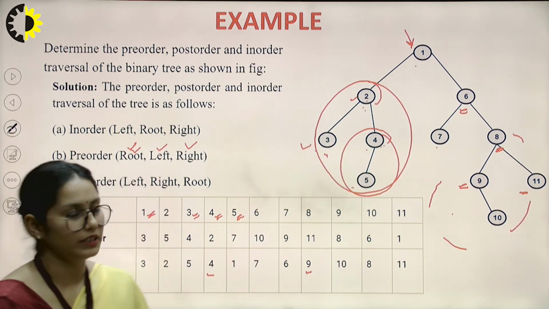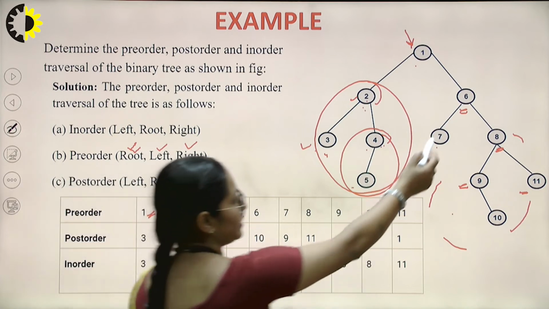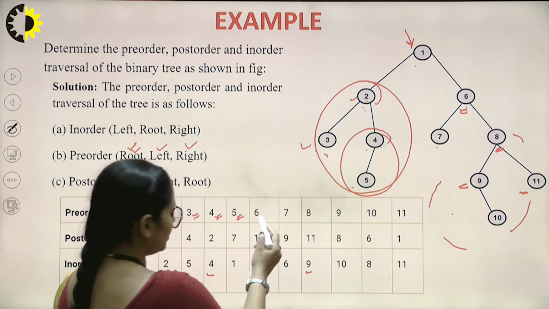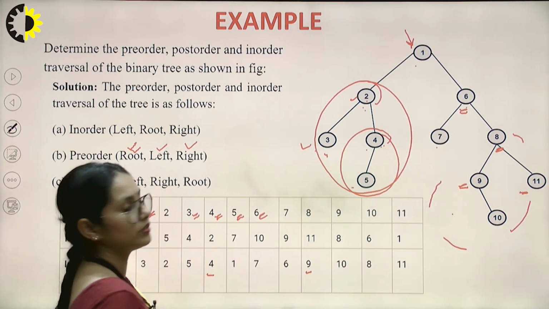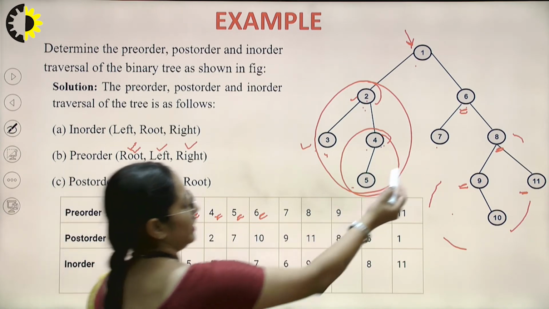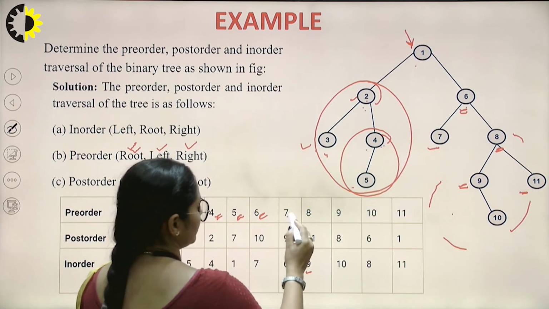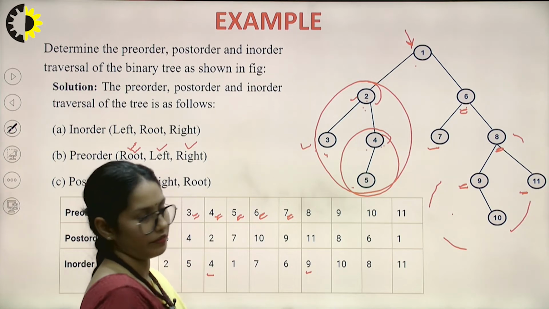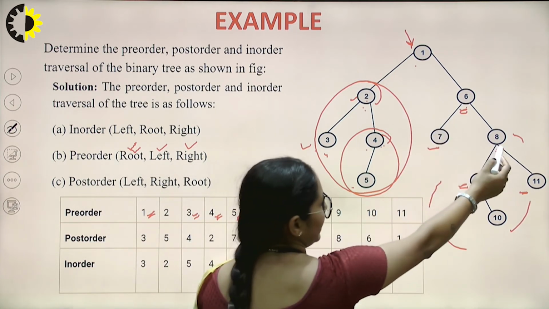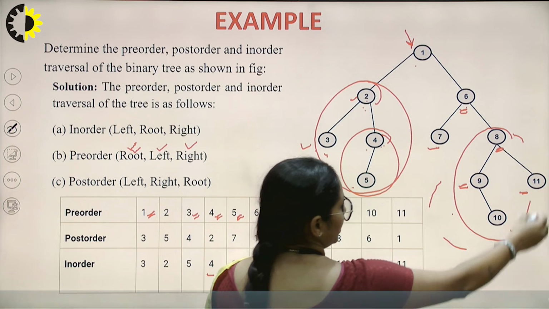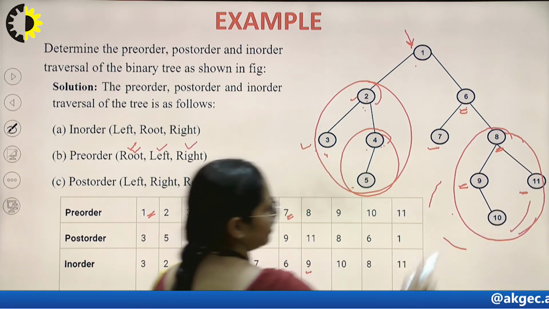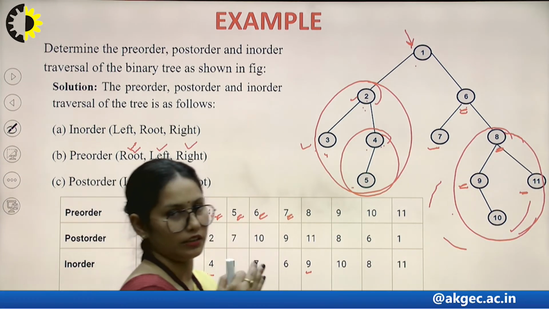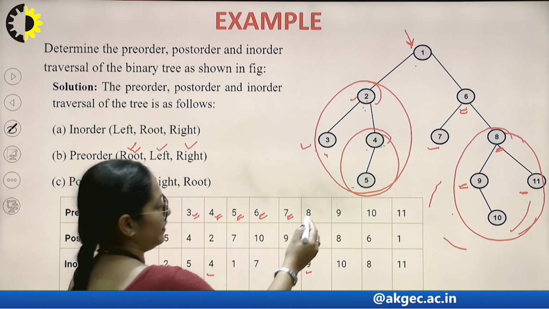The right subtree has a root node 6, which should be written first. So 6 has been marked. Now I will go to the left side. The left side is 7. 7 does not have any children. Then 7 will be marked. Go to 8. 8 again is a subtree, and for 8 you have to see the left and right side. So 8 has been marked.